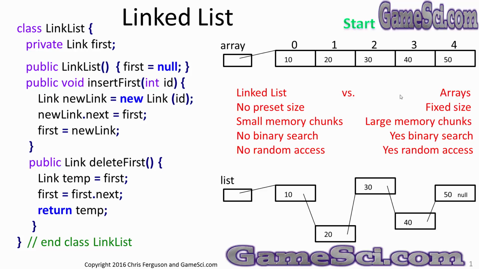Right? The linked list, the no preset size is an advantage, but the no binary search is a disadvantage of a linked list. It all comes down to how you're storing data and what data you're storing. If you know the size of your data, you tend to go with arrays. If you don't know the size of your data, you go with a linked list.